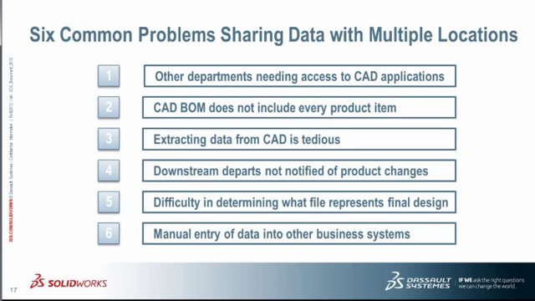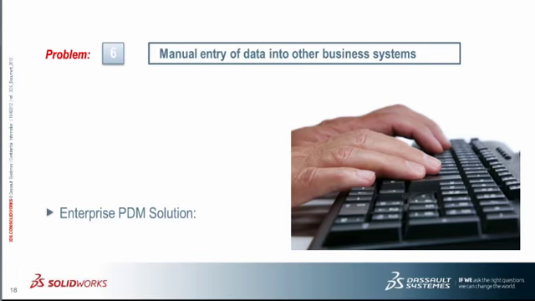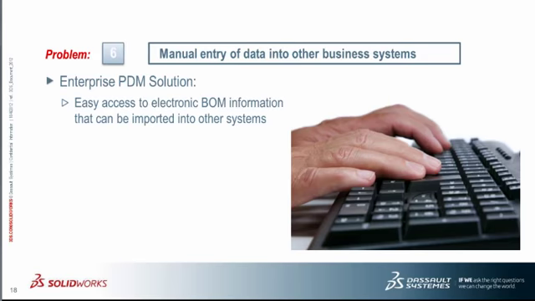The last problem that we'll look at before we move on is manual entry of data into other business systems. So with Enterprise PDM, you have easy access to electronic BOM information that can be imported into other systems. Like I said, you can save it off as a CSV, and that CSV file might be able to be read into your business system.